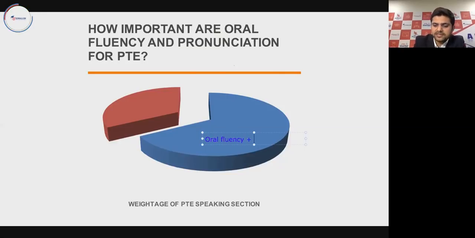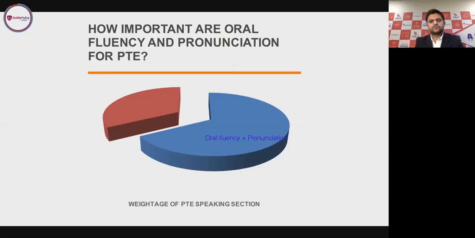And because the speaking section has tasks that are integrated to the listening and reading sections, you also need to keep in mind that oral fluency and pronunciation would also indirectly affect your score for the listening and reading section.